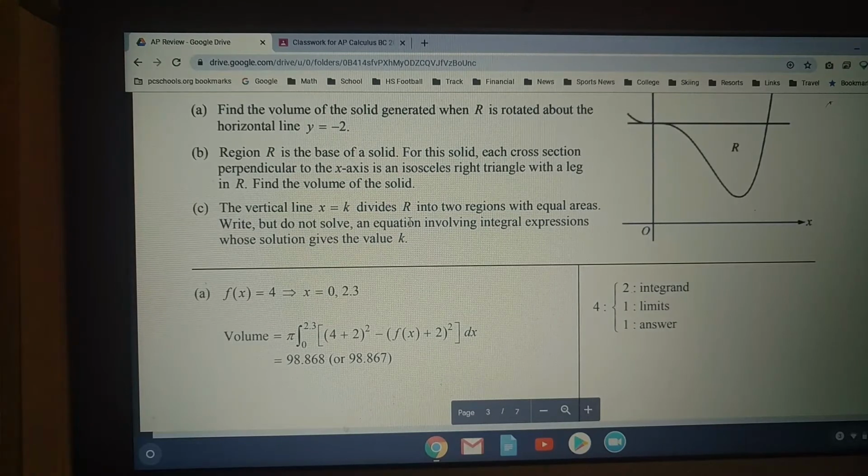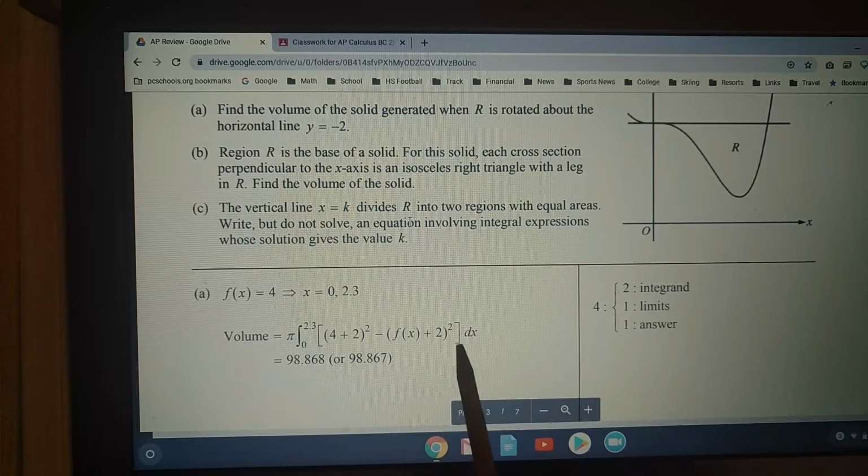So first off, what we see here is when we rotate that region, we create a washer essentially. So here's our outer radius, which is the 6. If you just put in 6 squared, that's okay, minus our inner radius, which is this f of x plus 2. Now you could put minus -2, that would also work, but it has to be that. And then this has to be squared, and this has to be squared.